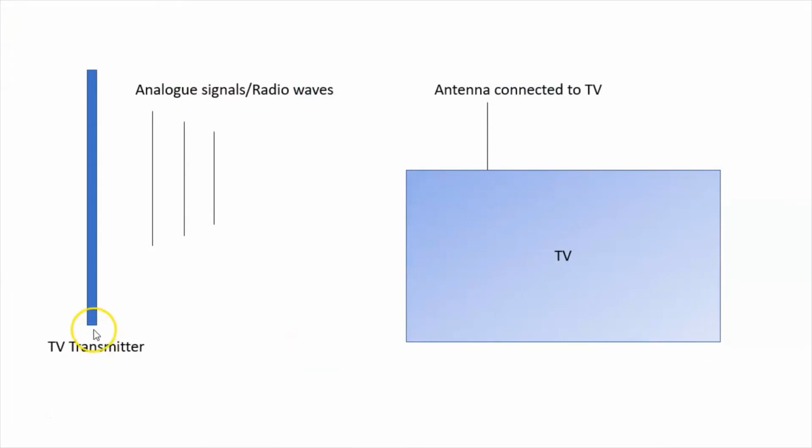You need to have a TV transmitter, 1 mark. You need to have analog signals, radio waves. It's another mark. You need to have an antenna connected to the TV to pick up those radio waves. And then we've got the TV here. So for 4 marks, I've correctly identified the connectivity. So this is the answer to that question there.